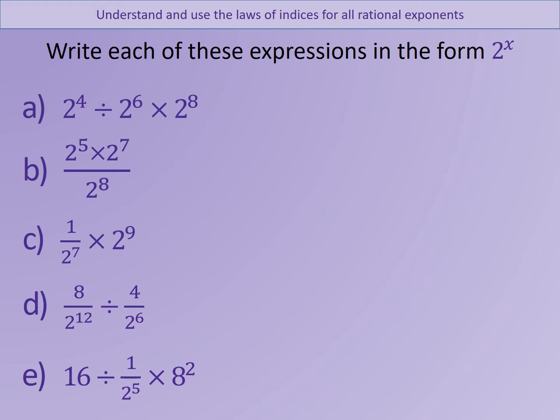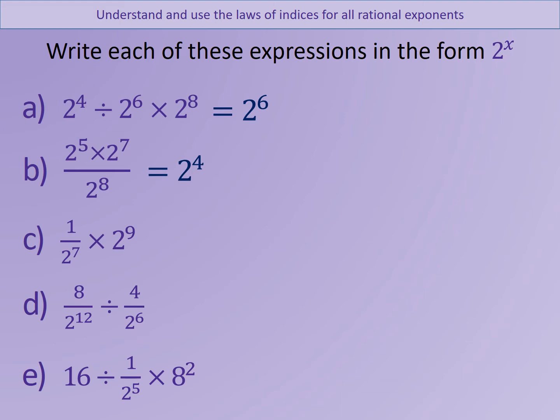So in A, 2 to the power of 4 divided by 2 to the power of 6, we're going to subtract the powers, and then we're going to multiply by 2 to the power of 8, which is when we add the powers, resulting in an answer of 2 to the power of 6. In B, same rules apply, so we're going to add the powers in the numerator to give 2 to the power of 12. We're then going to take the power of 8 away from 12 to leave us with 2 to the power of 4.